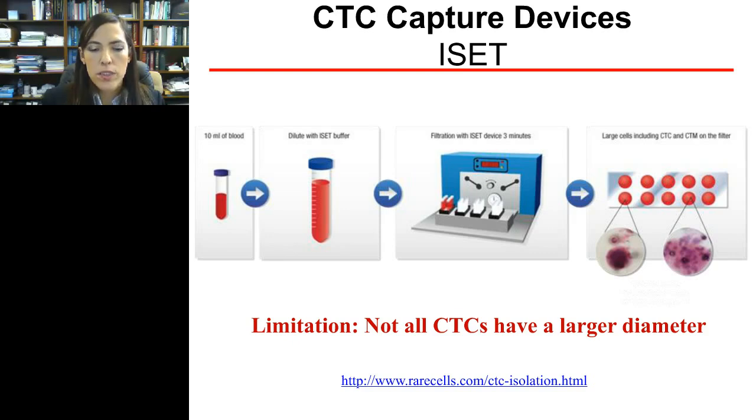So a limitation with this method is that not all CTCs have a larger diameter. There may be some that flow through the filtration device and are lost. But this is interesting because it captures them purely based on size and then positively identifies them after that. It's enrichment based on size.